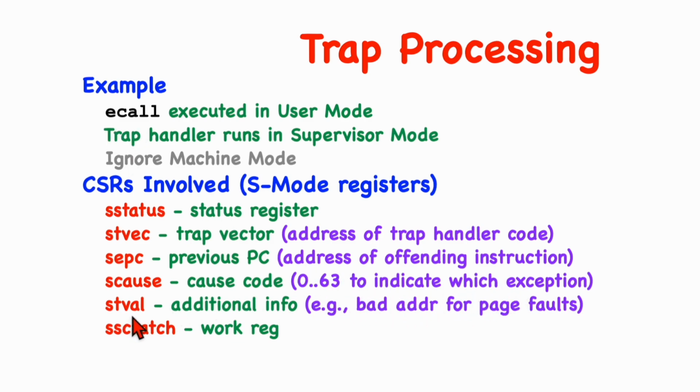The STVAL register is used for some exceptions, but for the eCall it's not really used. For example, if it was a page fault exception, then it would be set to the address causing the page fault. And we've also got a scratch register that can be used by the trap handler as needed.